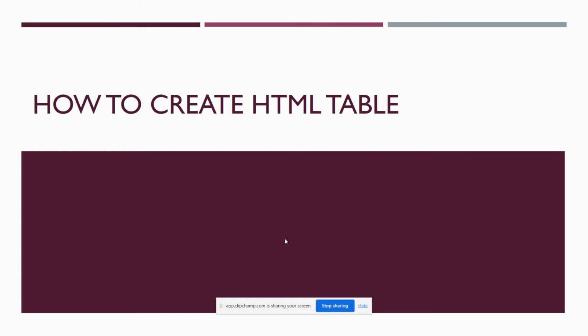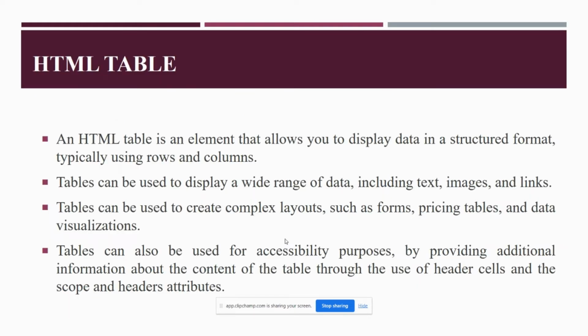Let us discuss the topic: how to create an HTML table. An HTML table is an element that allows you to display data in a structured format, typically using rows and columns. Tables can be used to display a wide range of data, including text, images, and links.